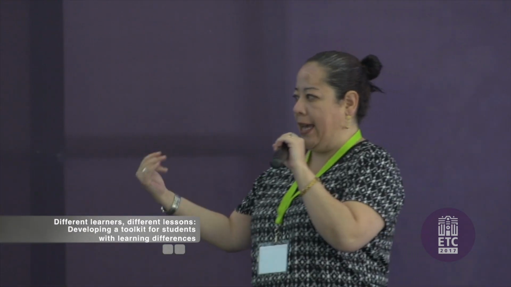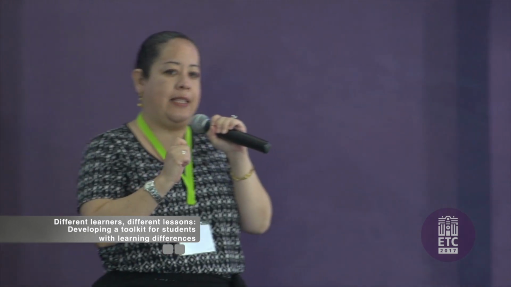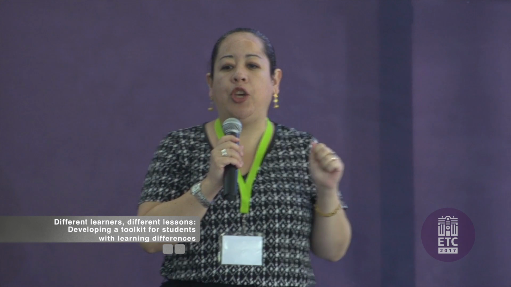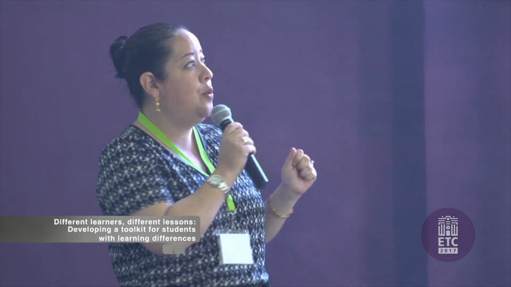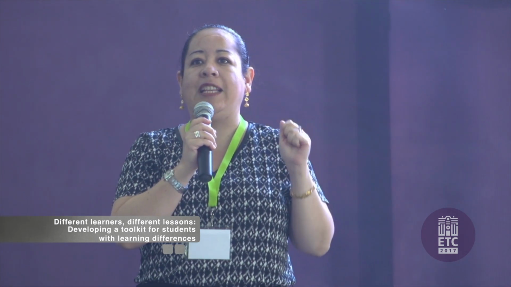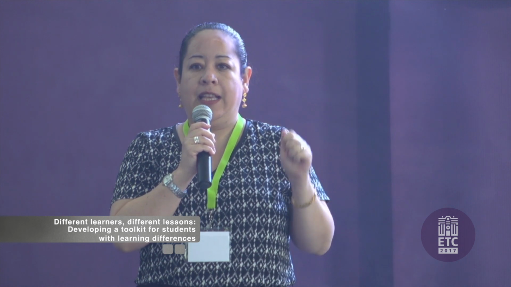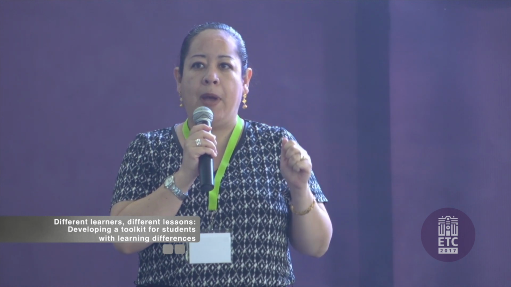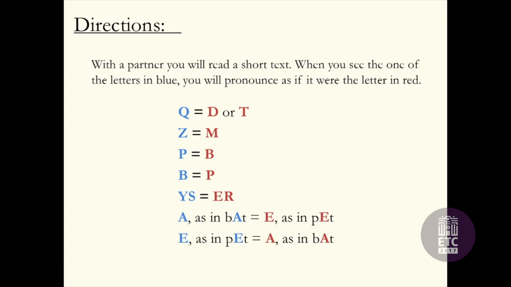So we're going to put the text now, but before we put the text, this is how you're going to read the text. Every time you see a Q, instead of reading it as Q, you're going to read it as D or T. Z, it's going to be M, PB, BP, YS, it's going to be ER, A, it's going to be E, E, it's going to be A. Okay?